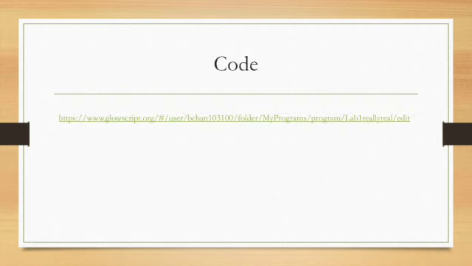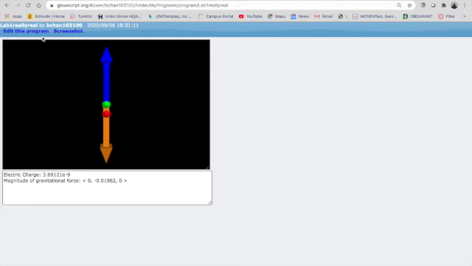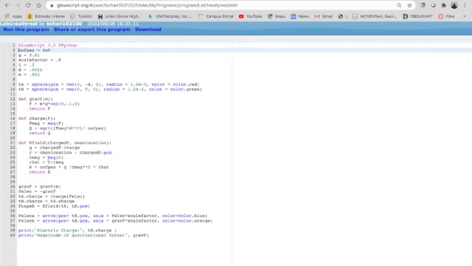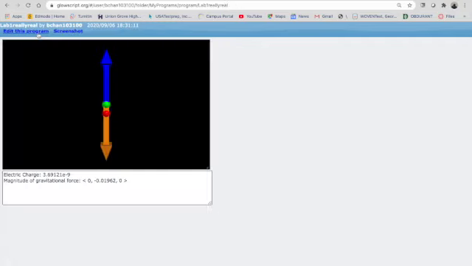This is a link to my code, which I will show. Basically, I typed in initial conditions, made my two pieces of tape, found the calculations for the force of gravity and the force of the charges for the electric field, and then it ended up looking like this, where the electric charge is 3.6 times e to the negative 9, and the magnitude of the gravitational force is negative 0.01962.